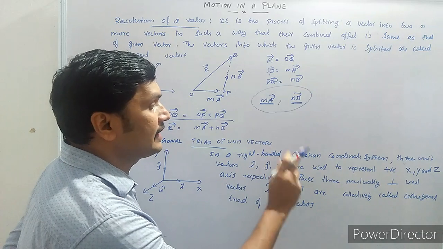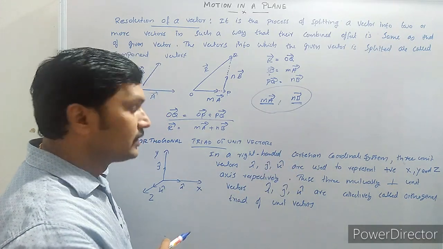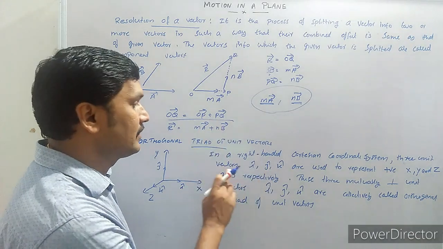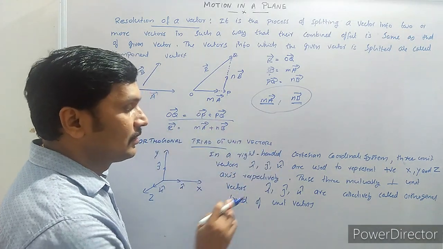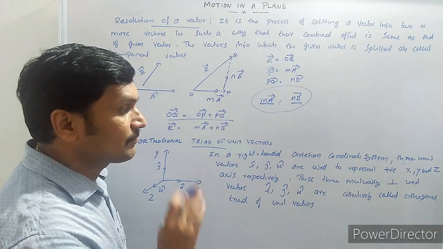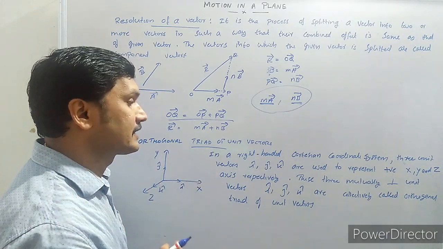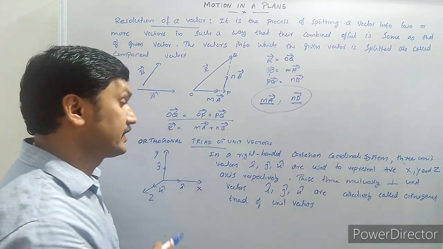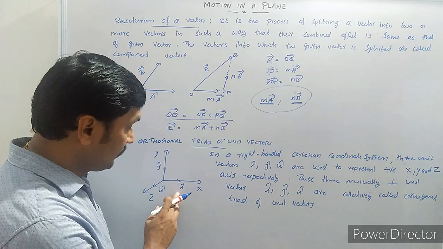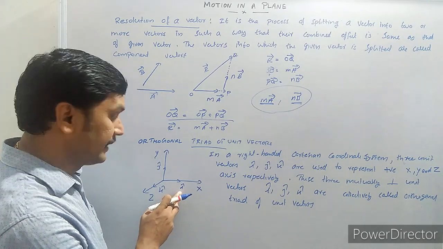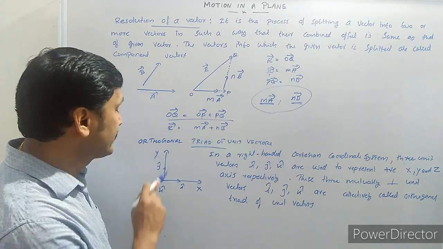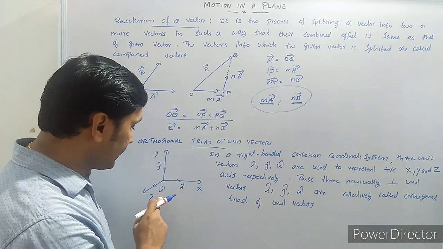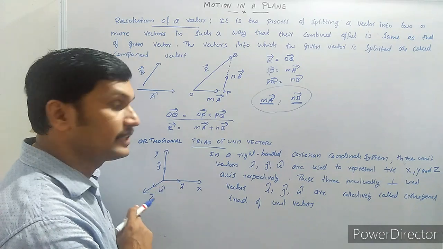In a right-handed Cartesian coordinate system, the three unit vectors i, j, k are used to represent the positive direction of the x, y and z axes respectively. Here vector i is a unit vector drawn along the positive x axis, vector j is a unit vector drawn along the positive y axis, and vector k is drawn along the positive z axis.